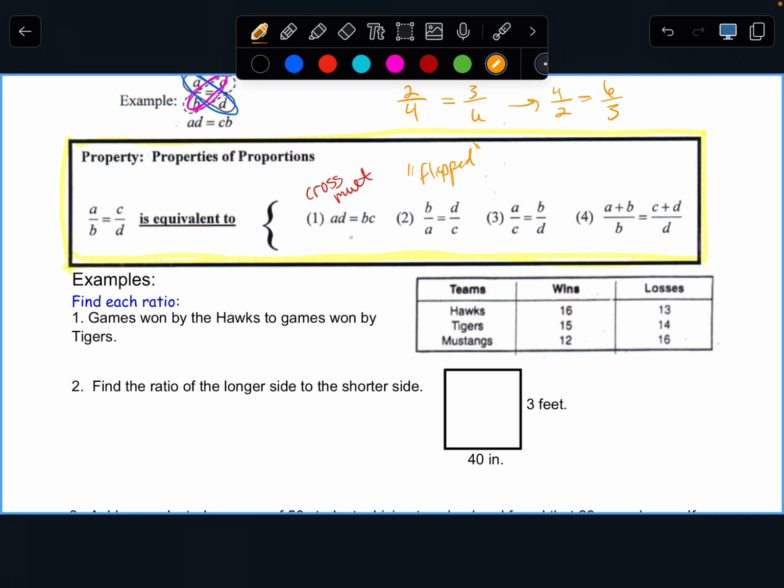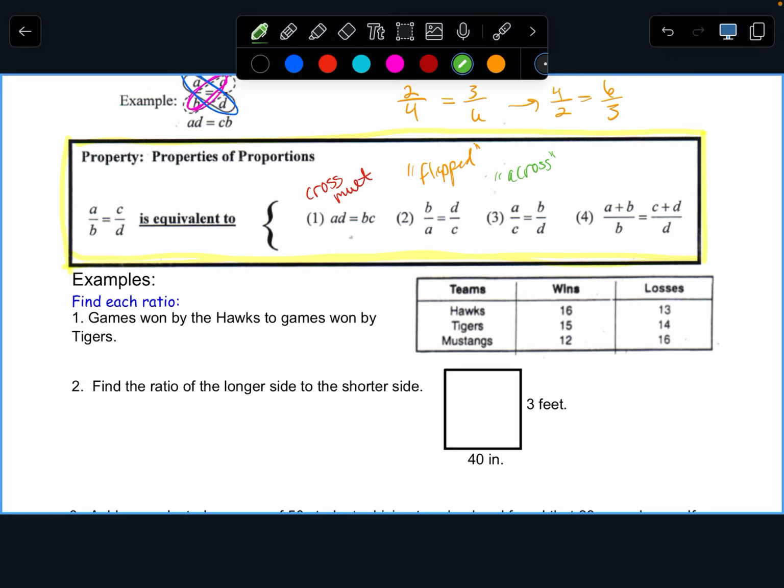This one makes more sense when we actually do problems. This is if you could do A over C equals B over D. I'll show you with problems, but instead of doing, like before it was A over B, now it's A over C. So you can mess with this proportion by going A over C equals B over D.